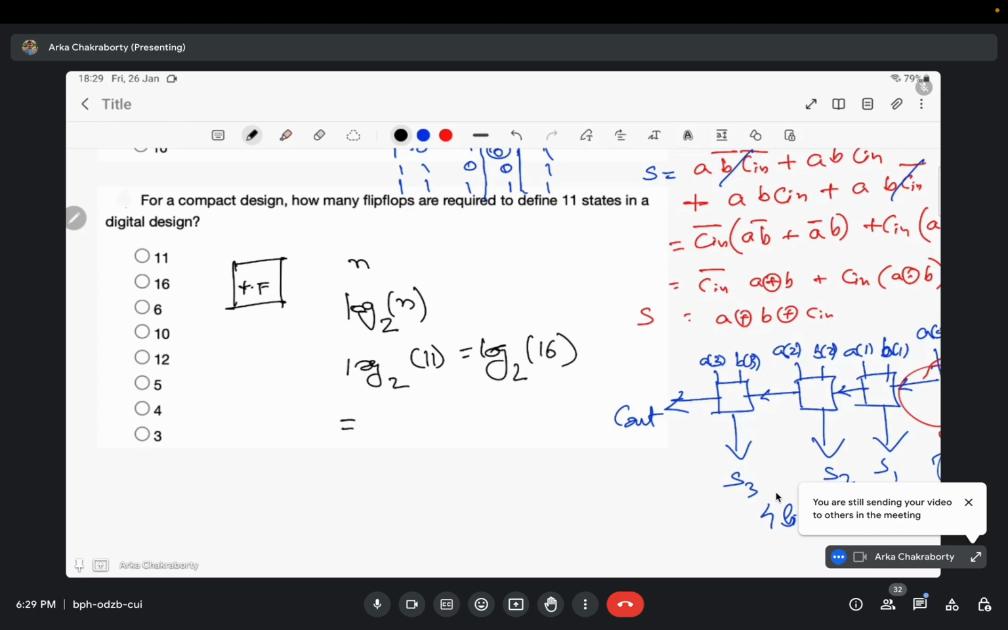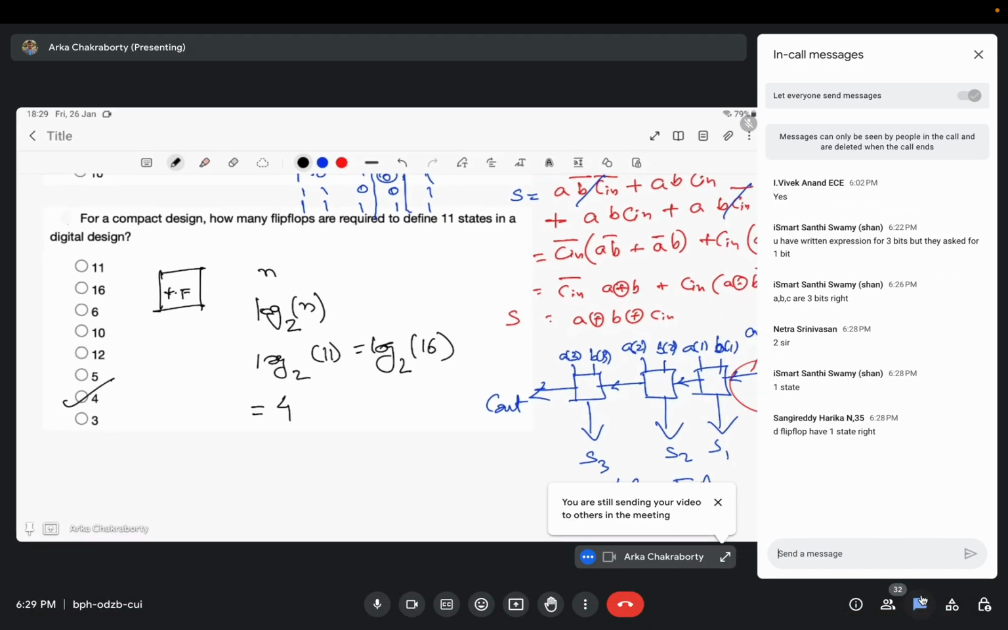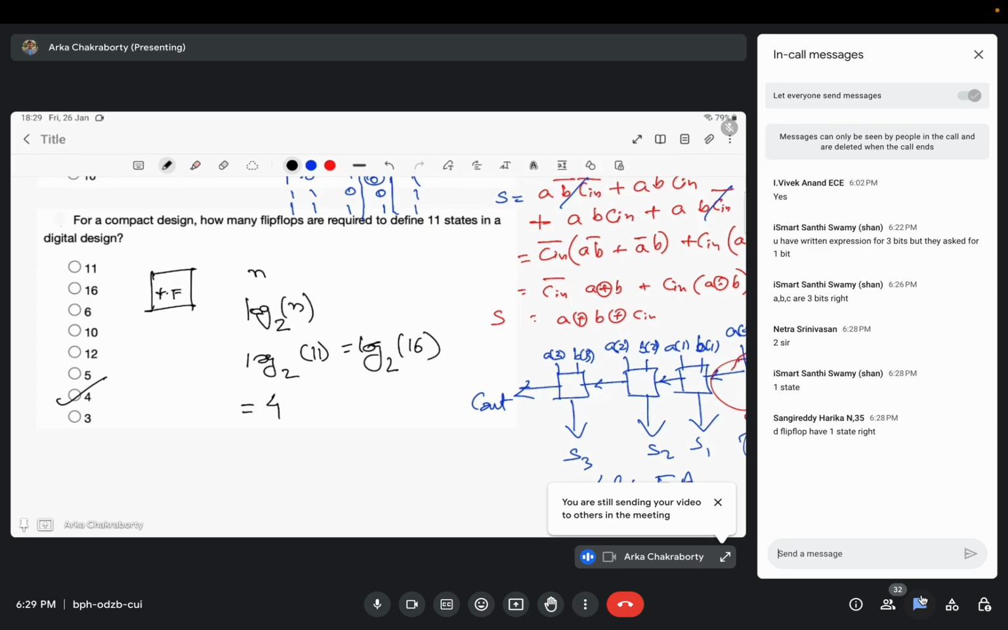So, okay, 4, right? So if I need 16 states, I will be using 4 flip-flops. If I need 9 states, still I have to use 4 flip-flops, right? Because I cannot use a flip-flop in fraction. If I need 17 states, then I have to use 5 flip-flops, which will give me 32 possible states to be used. Someone is asking, D flip-flop has 1 state, right?